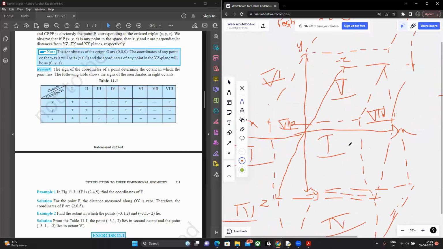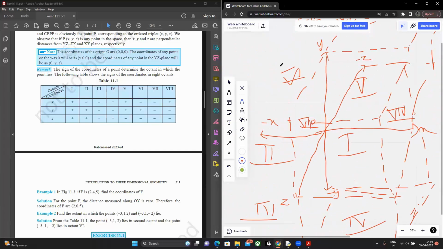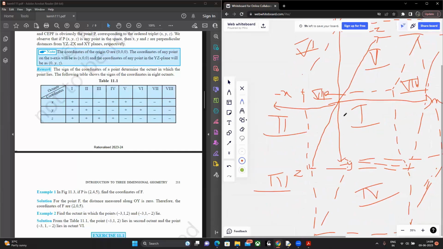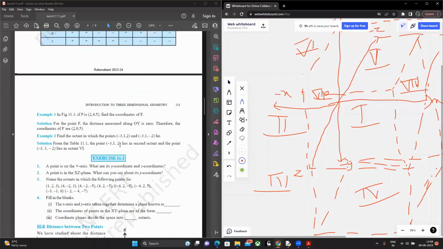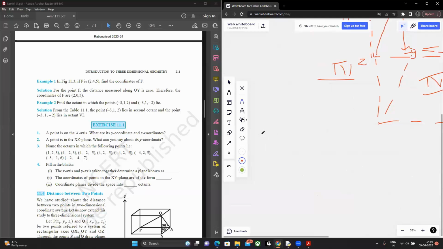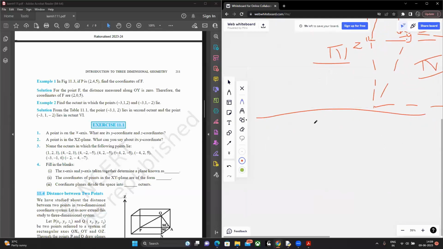And then in the back, corresponding to 1, you have 5, corresponding to 2, you have 6, corresponding to 3, you have 7, and 4, you have 8, right? Plus Z is going to be 1, 2, 3, 4, minus Z is going to be 5, 6, 7, 8. That's basically the octant system that's defined, right? And with that, we jump to exercise 11.1.